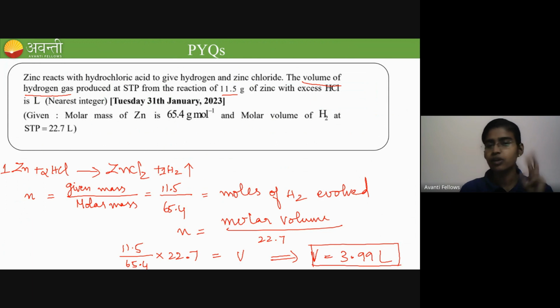So two formulas we are using. Both are number of moles related formulas. One is this and the other one is this. So it's very easy, right? So we will move on with the next question.